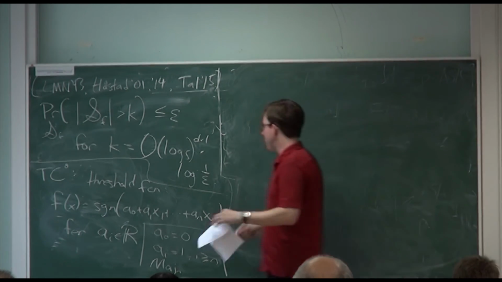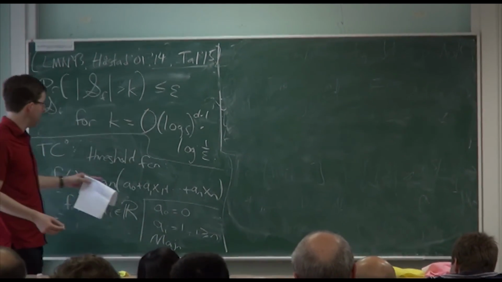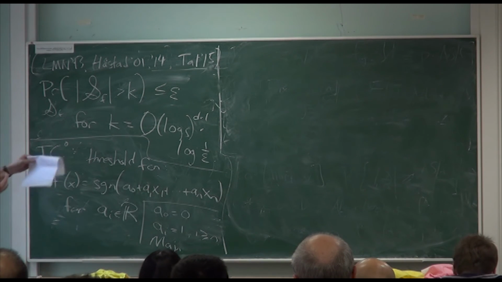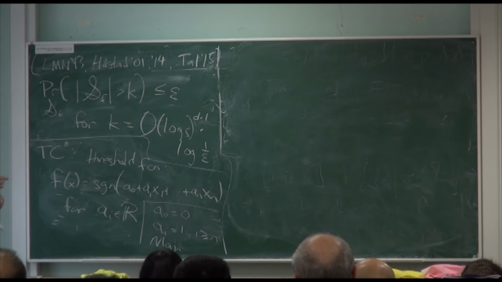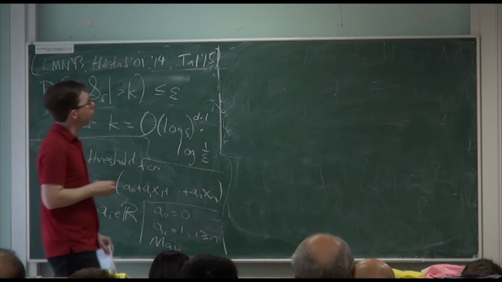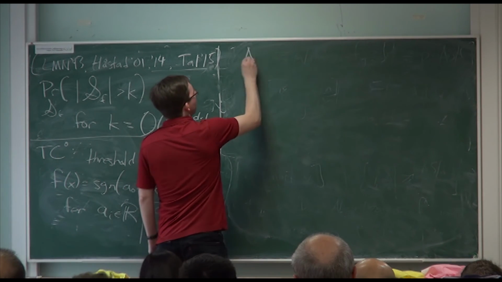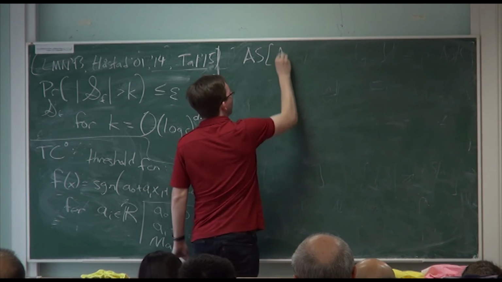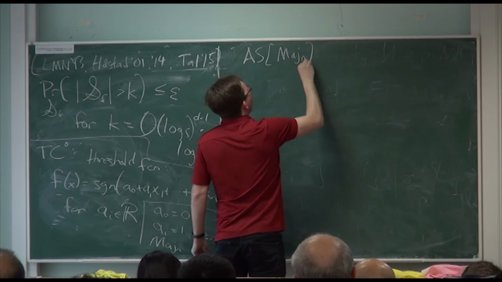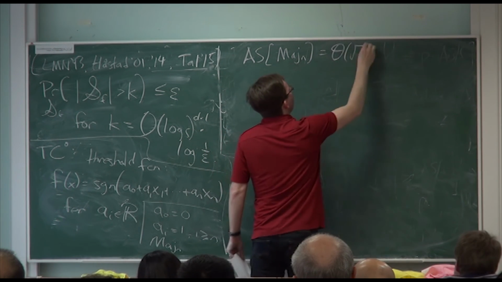So you might ask, okay, what about the average sensitivity of threshold functions? Maybe that's small, and then we can learn them just like a single threshold function efficiently. Well, unfortunately, it's not that great. So we saw before that the average sensitivity of the majority function is Theta of root n.